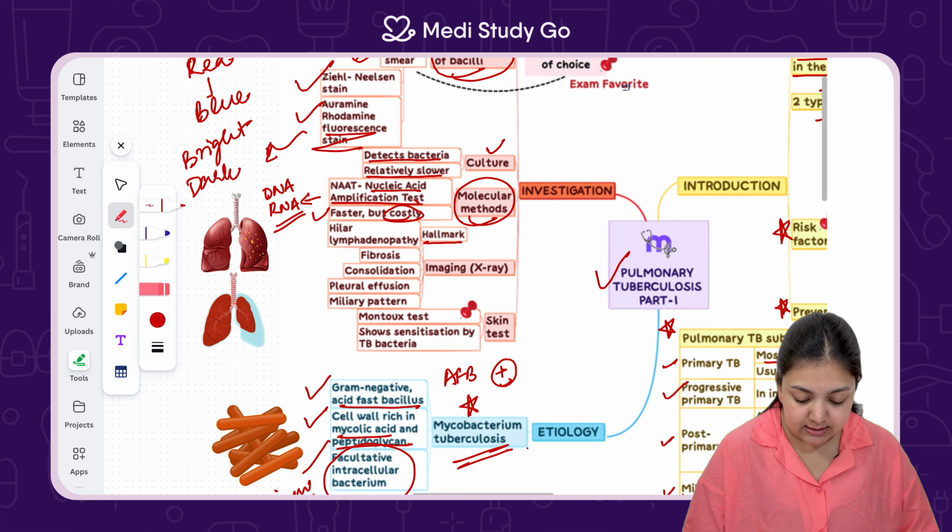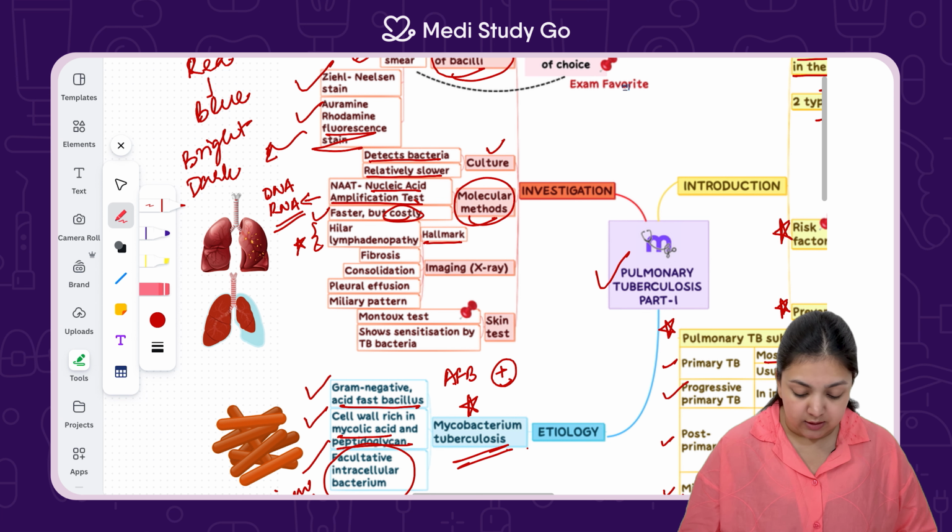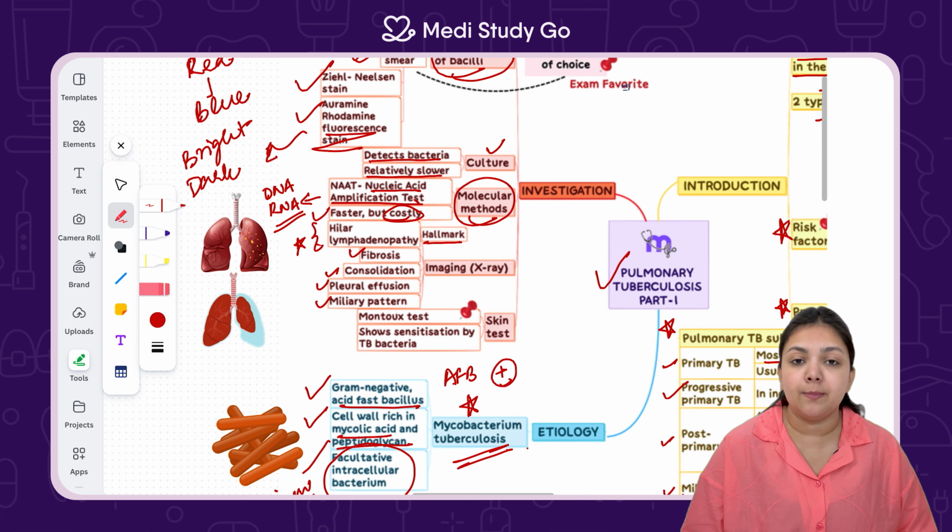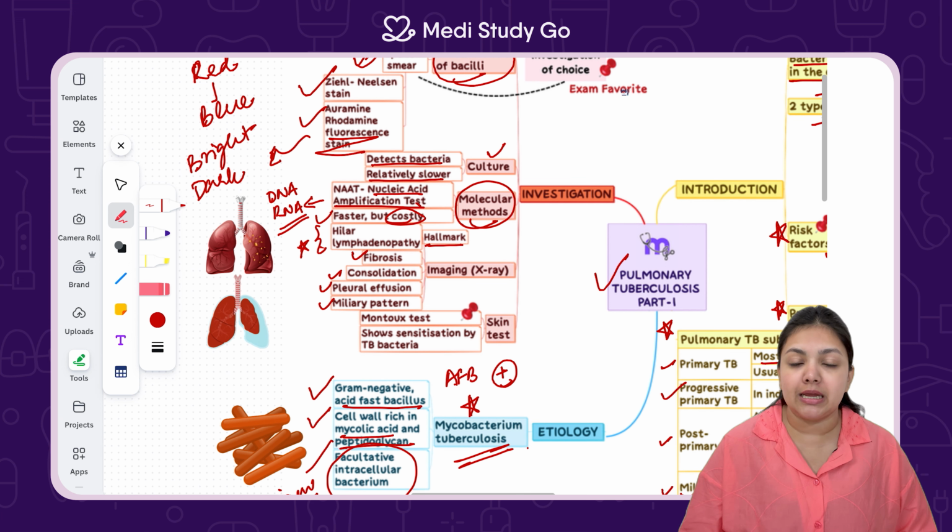The hallmark finding is hilar lymphadenopathy, which we see on the scans. So imaging can be used to view fibrosis, consolidation, pleural effusion or a miliary pattern in the lungs. These hallmark features can indicate the presence of pulmonary tuberculosis.